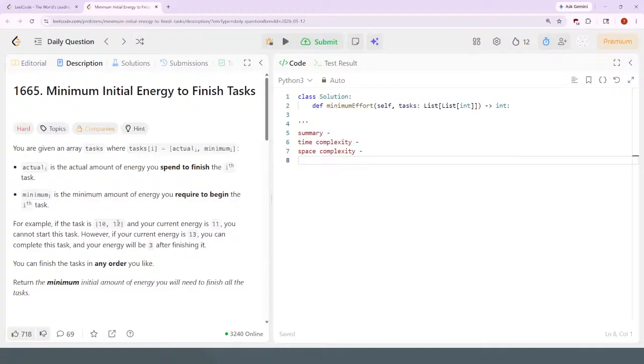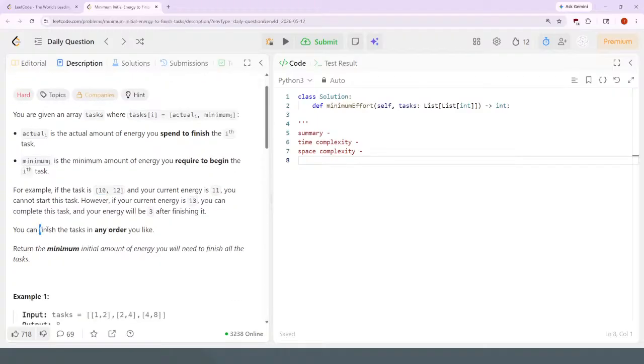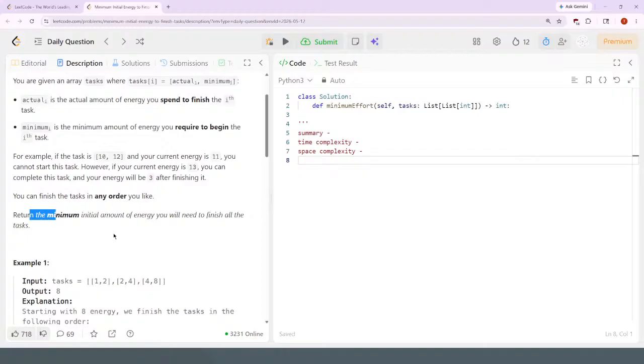Because 12 is bigger than 11, I guess. However, if your current energy is 13, you can complete the task and your energy will be 3. Okay, you need to have at least 12, but it actually takes 10. You can finish the tasks in any order you like. Return the minimum initial amount of energy you will need to finish all the tasks. Okay.